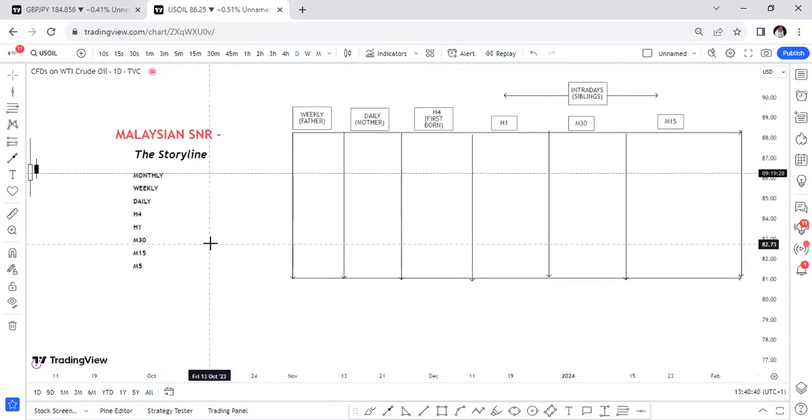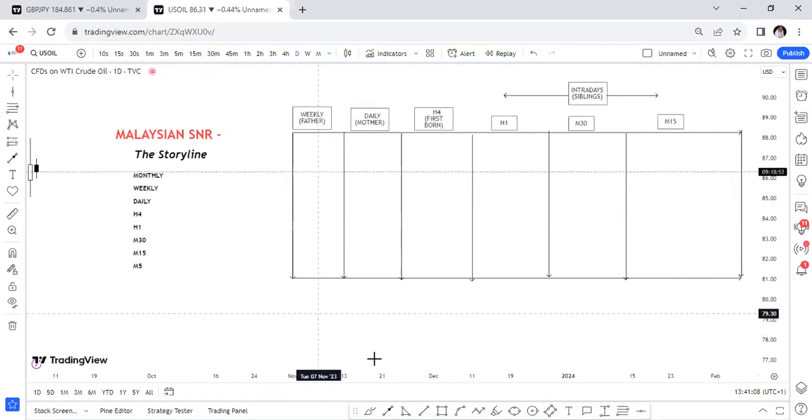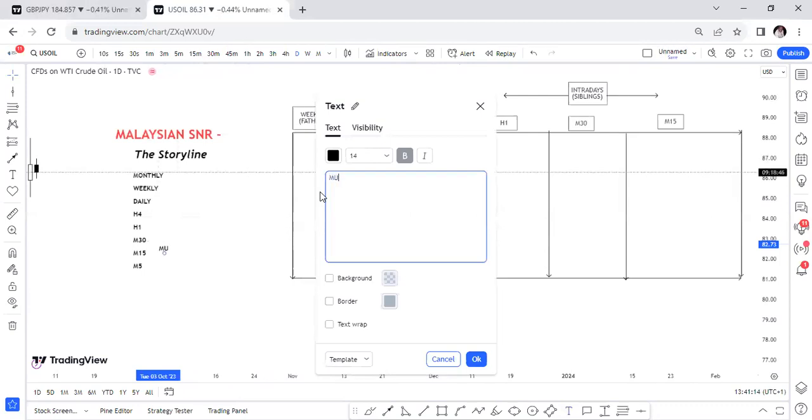So we start with what we call multi-time frame analysis. When you come to the market, the first thing you must do is to identify the storyline behind each structure you want to trade, or each time frame you want to trade. So what do we mean by multi-time frame? Multi means more than one. Why do we say multi-time frame analysis?